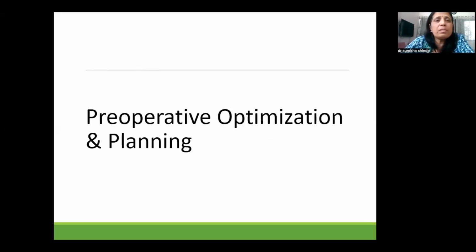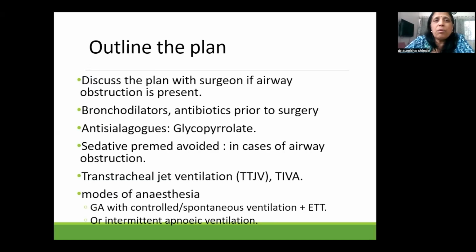Coming to optimization and planning of the surgery. You have to always discuss your plan with the surgeon if airway obstruction is present, because that's the most vital thing. The surgeon is quite aware of what anesthesia is facing because it's a common kind of airway disaster. Anybody faces it. You might have to give bronchodilators to this patient.